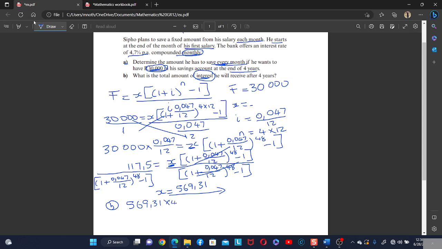So multiply by 48. After a period of 48 months, he will have invested 27,326.88, with no interest. But then including the interest, the total is 30,000. Now to find the interest, we're going to say 30,000 minus 27,326.88, which is going to be 2,673.12. That is your interest.